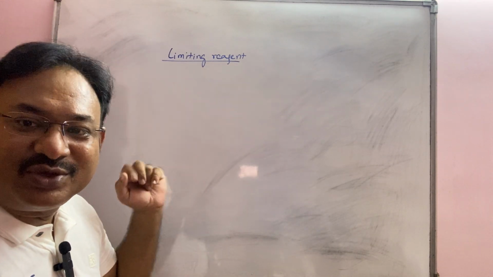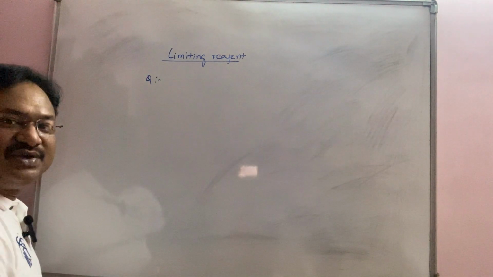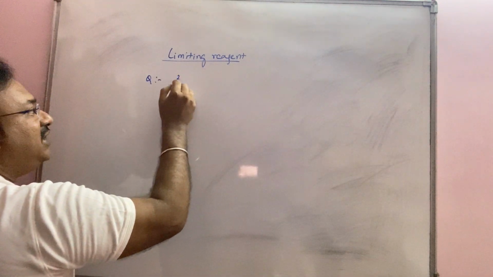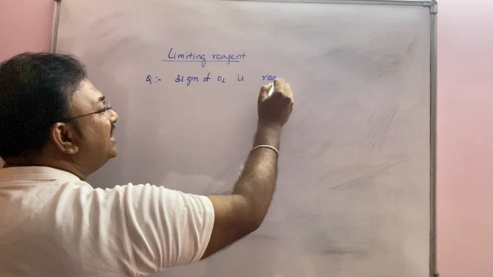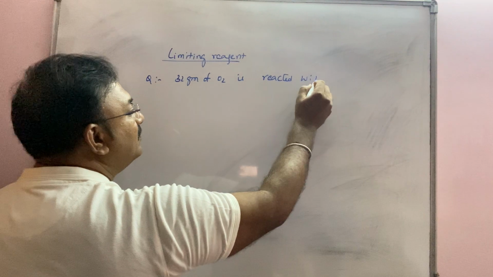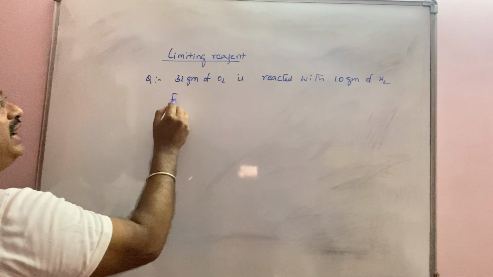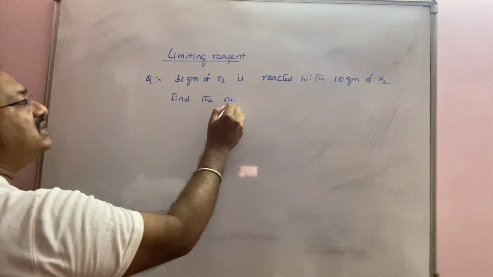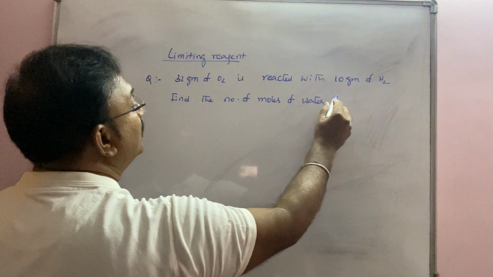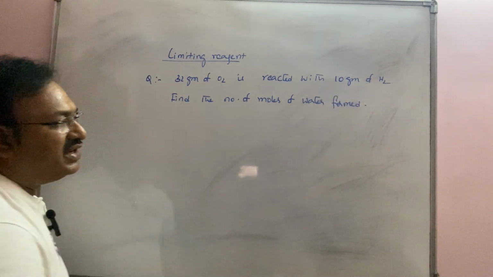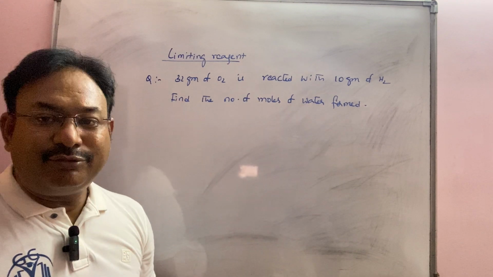So let me try a question from this. See, for example, this is our 10th question. 32 grams of oxygen is reacted with 10 grams of hydrogen. Find the number of moles of water formed. Understand, 32 grams of oxygen is allowed to react with 10 grams of hydrogen. Find the number of moles of water formed.